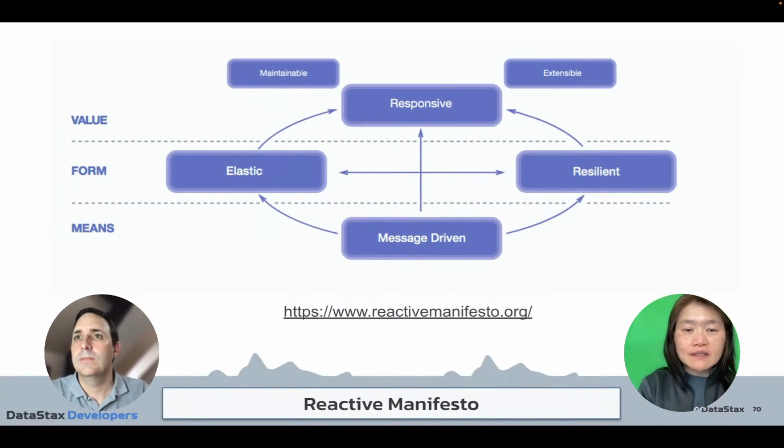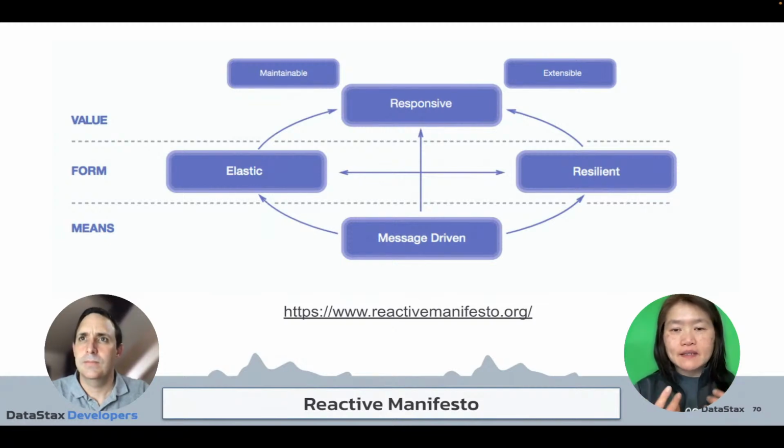But this is actually a great diagram to further explain it a little. It divides up into the value, the top part, responsive, and then the form, and then the means, right? So value is what we're expecting. Your systems have become really, really responsive. It helps with the real-time processing of all your data in a very efficient manner. And the form it takes is really elasticity and also resiliency.